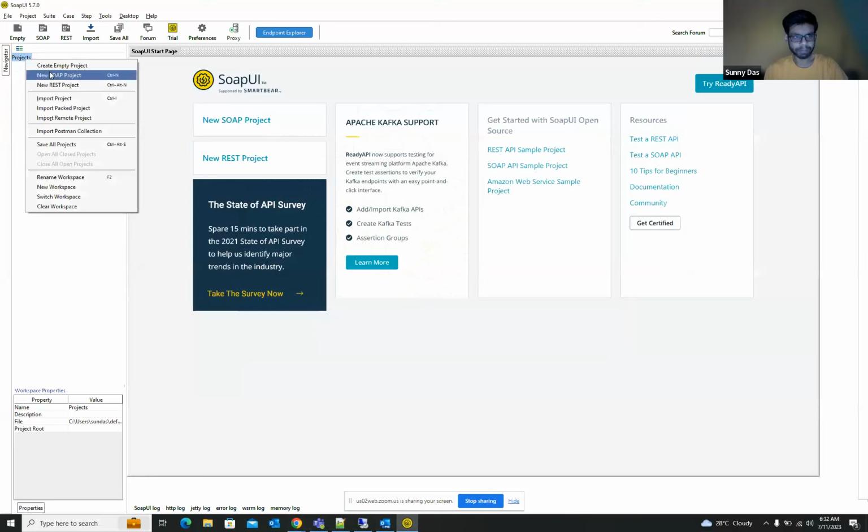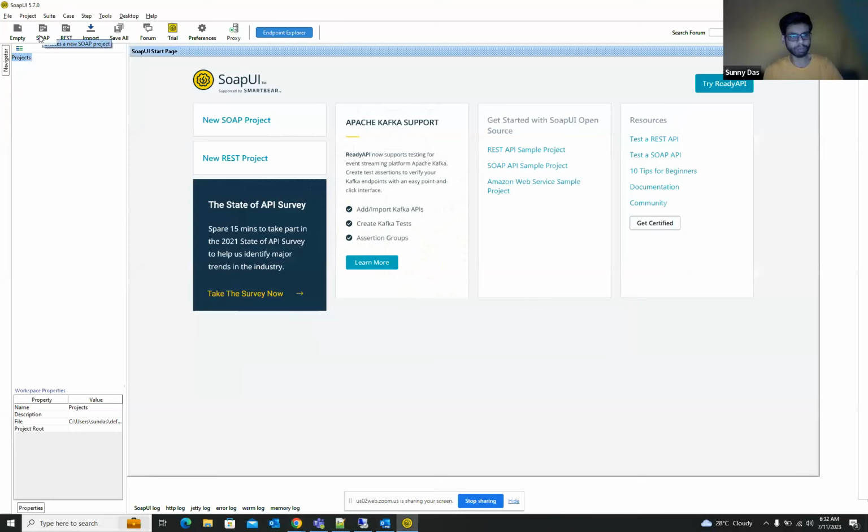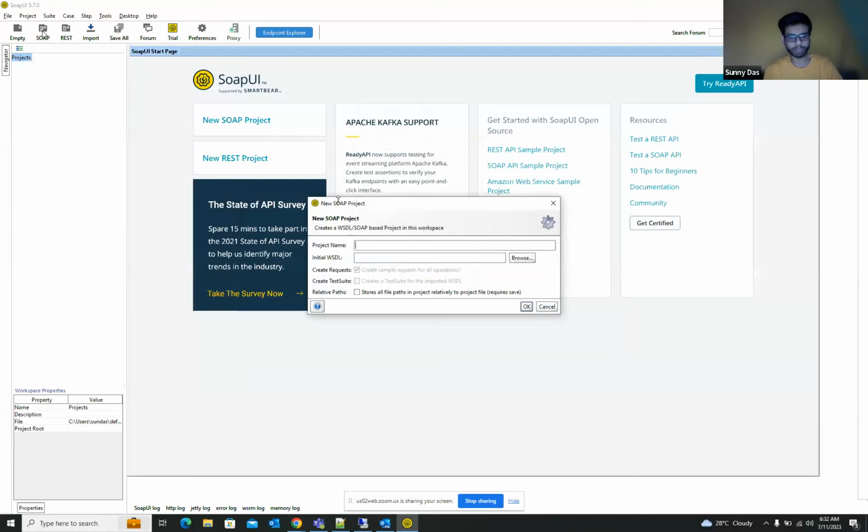Yeah, this one. To create the SOAP or REST project, you can click on this SOAP. That will create a new SOAP project for you. Here you can give any kind of name, like test project. Then here you need to provide the WSDL. If you have the link of the WSDL, you can provide that. Otherwise, you can just browse for it.